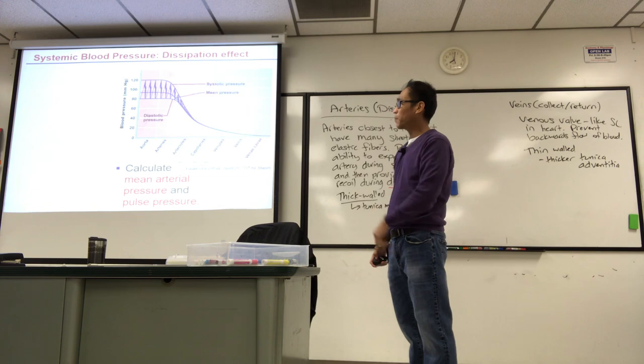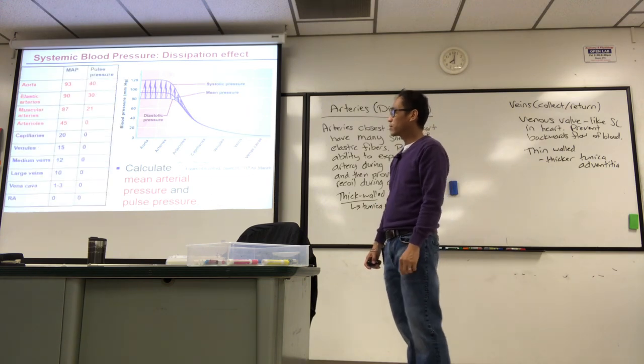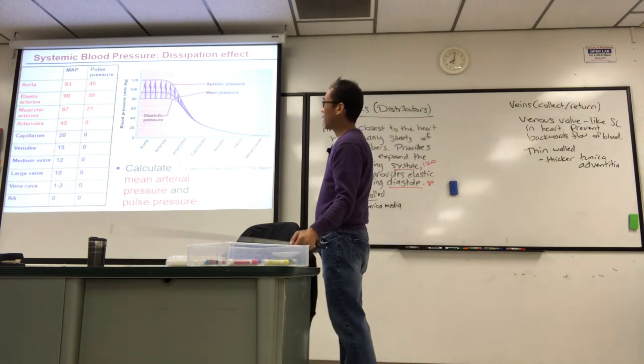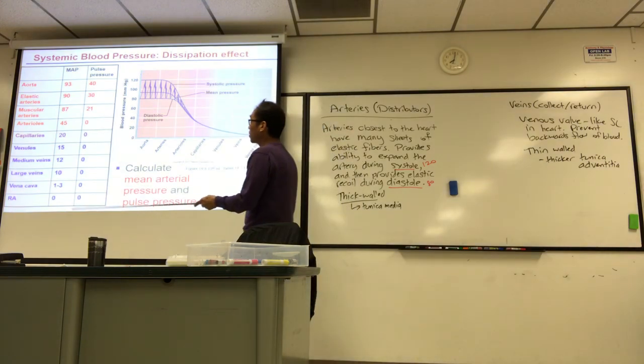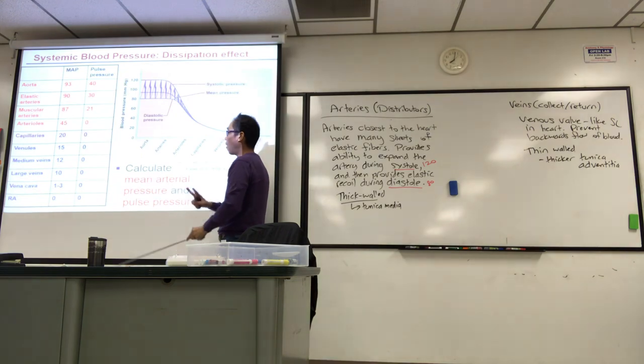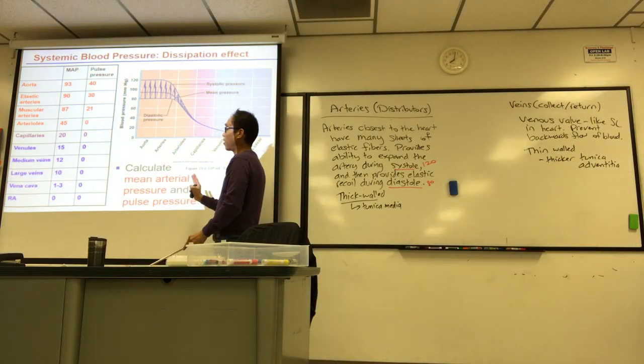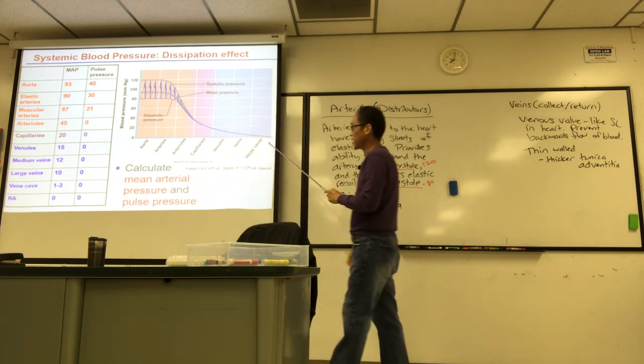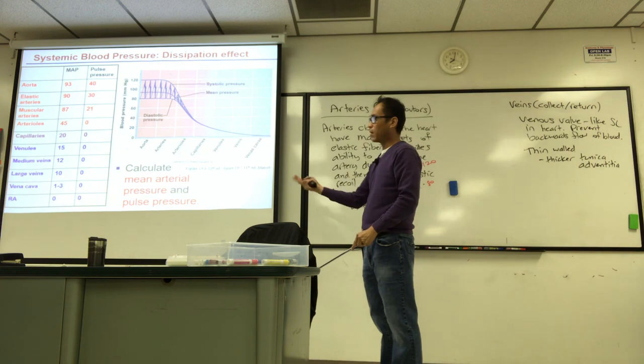And this figure is from your book. What I did was I eyeballed it and wrote down the mean arterial pressures and the pulse pressures throughout all the different kinds of arteries. This shows you the complete circulation from aorta to the vena cava. So that's going all the way out and back.